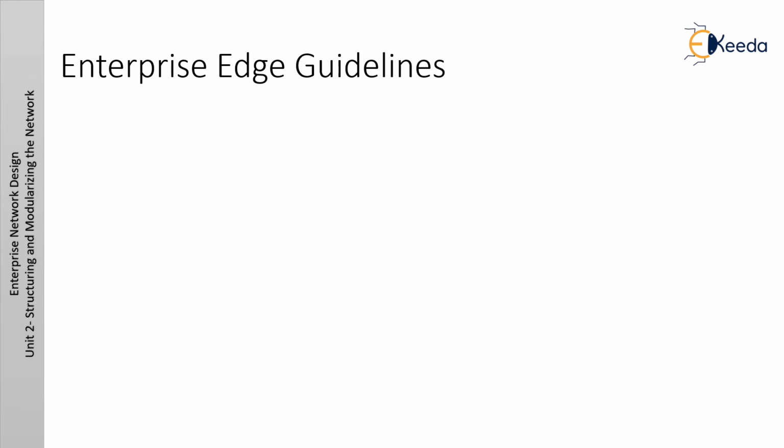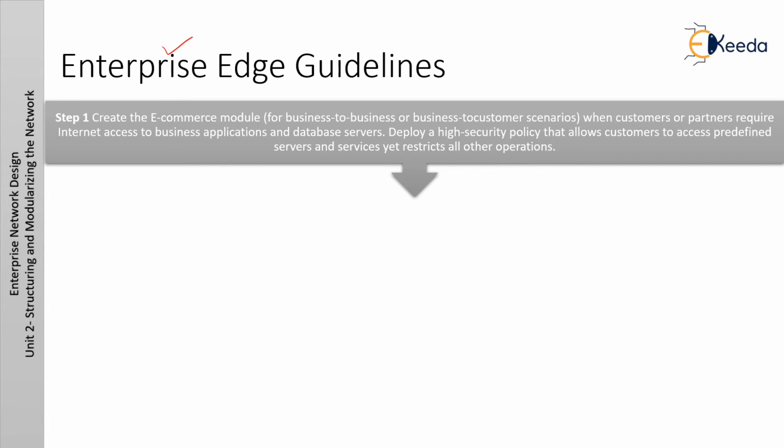Now let us discuss Enterprise Edge guidelines, how to create an enterprise-level edge system. Initially we start by creating the e-commerce module, which is the topmost module for business-to-business or business-to-customer scenarios. When a customer or partner requires internet access to business applications and database servers, deploy a high security policy that allows customers to access predefined servers and services yet restricts all other operations.